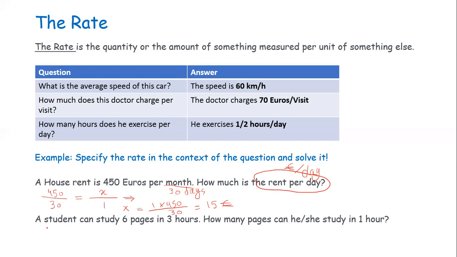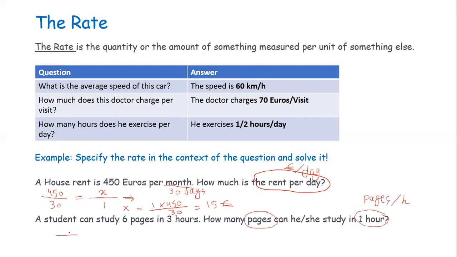Another question, a student can study 6 pages in 3 hours. How many pages can he or she study in 1 hour? So based on the context of this question, we can conclude that the rate is the number of pages that the student studies in 1 hour, or in other words, pages per hour.